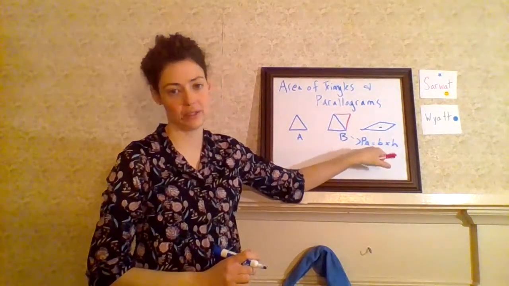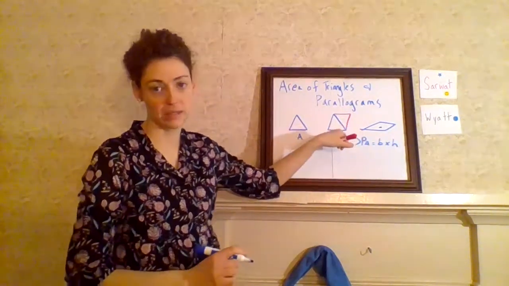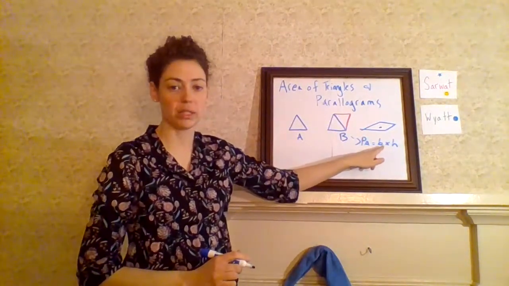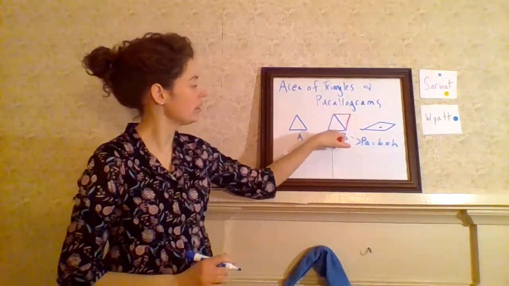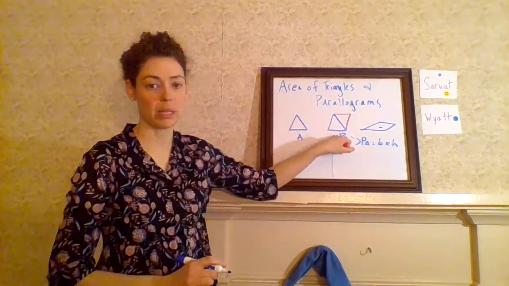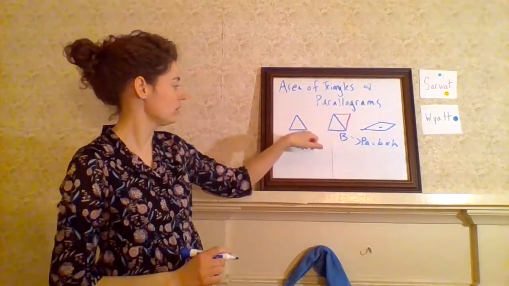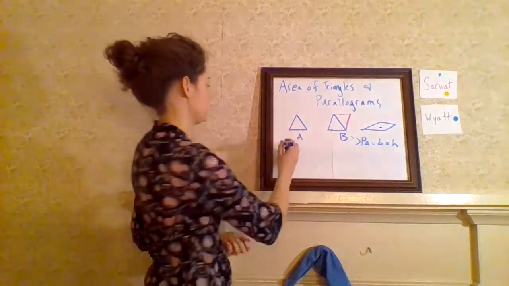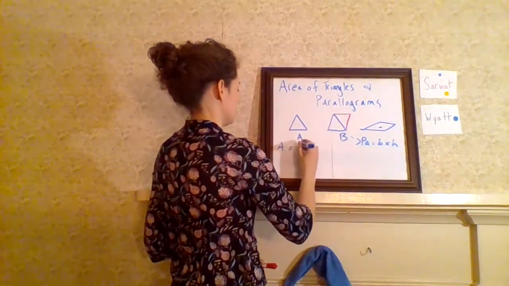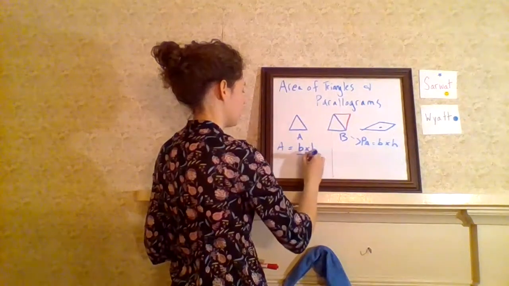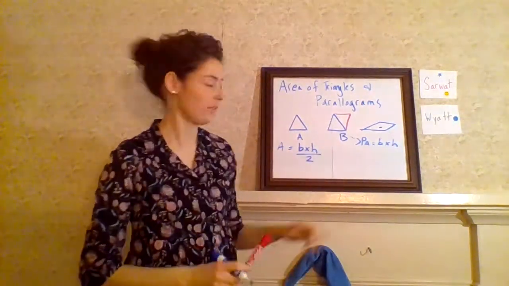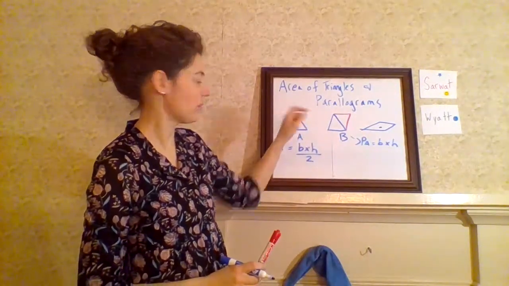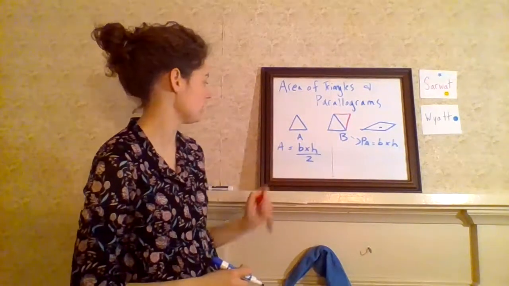So a formula is really useful. Instead of having to look at each individual shape and try to figure out what the area is, it's really nice knowing what our rule is for that. So if we know that the area of a parallelogram is base times height, well, the area of a triangle must be half of that. So we could say the area of a triangle is base times height divided by 2. Okay, so that's really, really useful.